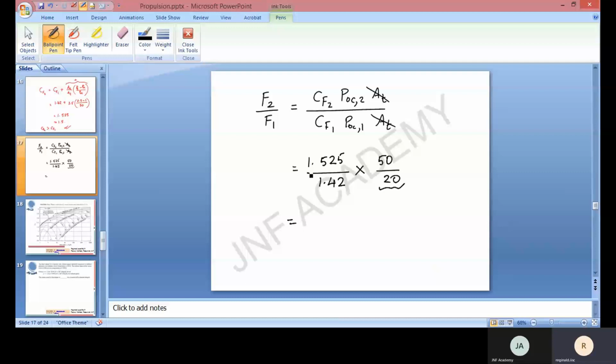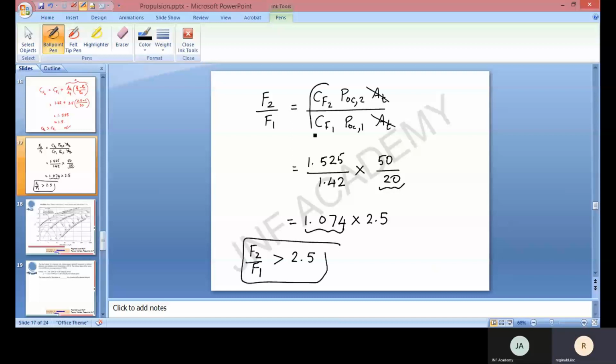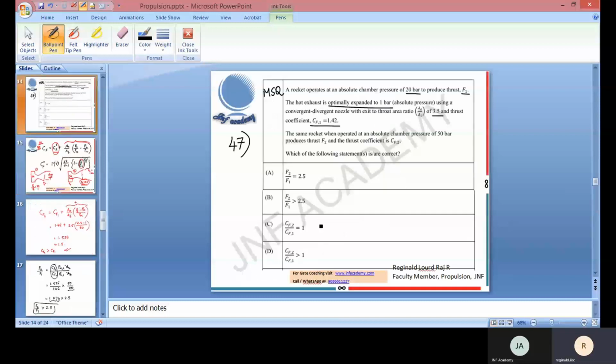Your 1.525 by 1.42 happens to be 1.074 into 2.5. So you see F2 by F1 is greater than 2.5. It's not equal to 2.5 because of this contribution, CF2 by CF1. Because this is greater than 1, F2 by F1 is also greater than 1. So very clearly you can mark the answers which are correct.